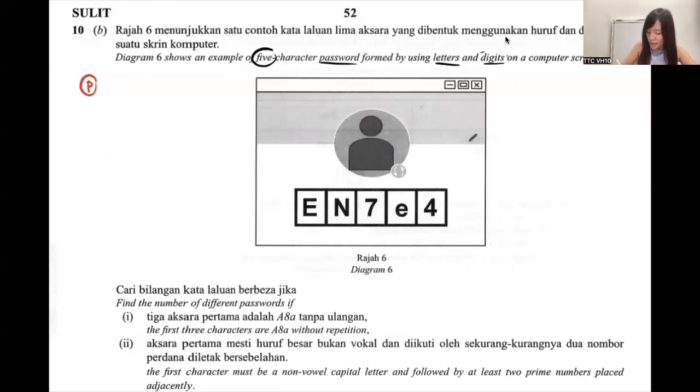So first one, they say, if the first 3 characters are A8A without repetition. So first one, 1, 2, 3, 4, 5. A8A. So these 3 already being used, okay, my dear? So after these 3 being used, how about the rest of them?